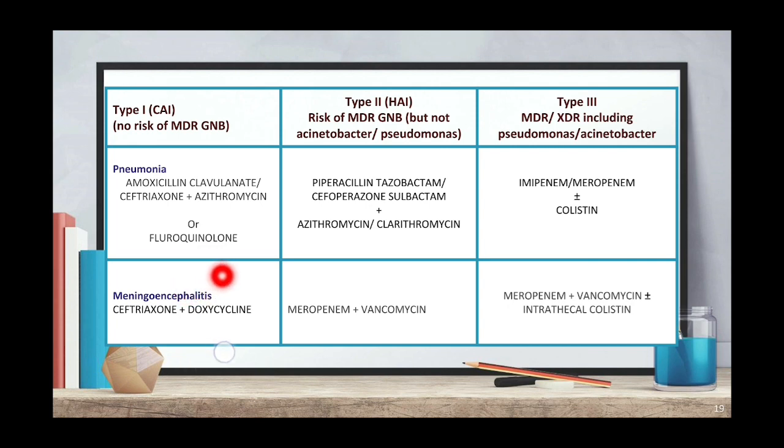Another scenario, if the patient has type 1 meningoencephalitis, we can start with ceftriaxone plus doxycycline. If the patient is of the type 2 category, we can start with meropenem plus vancomycin. If the patient is of the type 3 category, we can start with meropenem plus vancomycin plus or minus intrathecal colistin.